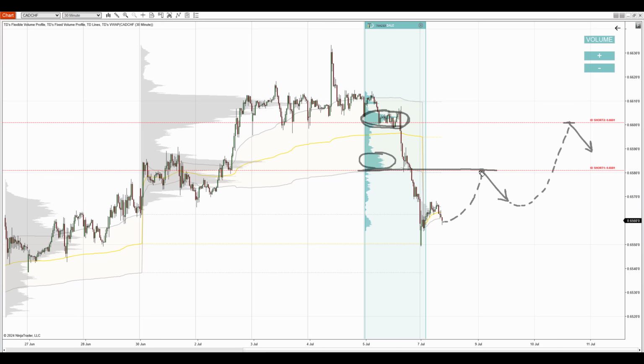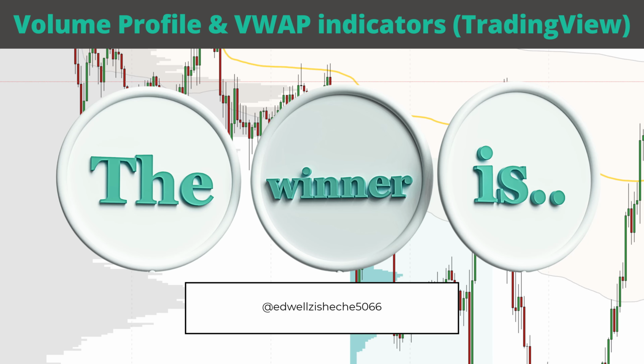Alright, so this is how the ideal case scenario would look. Hopefully we will see those two pullbacks and we'll be able to trade from those two levels. The first one is at 0.6581, the second one is at 0.6601.